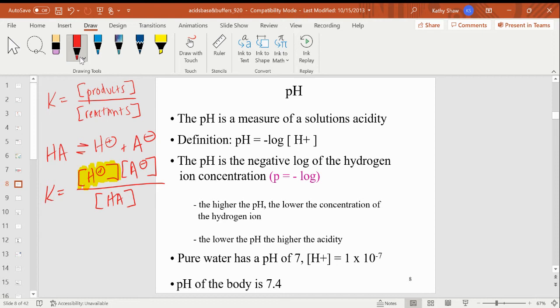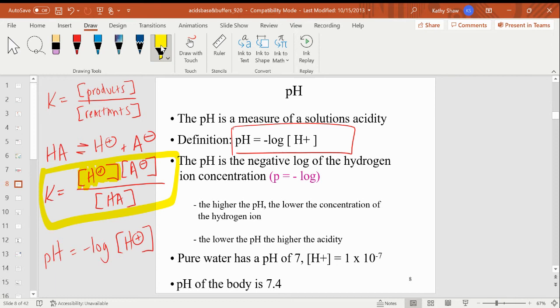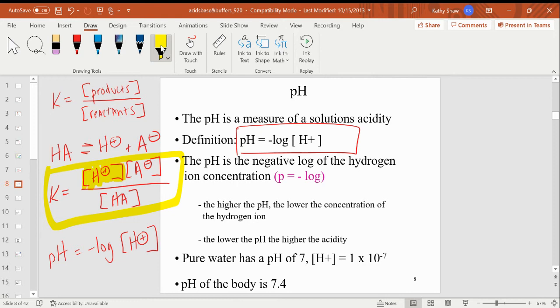Remember our equation for pH. It's right here. I know you did it in general chemistry. pH is the negative log of the molar hydrogen ion concentration. So what I can do is take this equilibrium constant equation, rearrange it, solve it for the concentration of the hydrogen ion, and plug it in here.